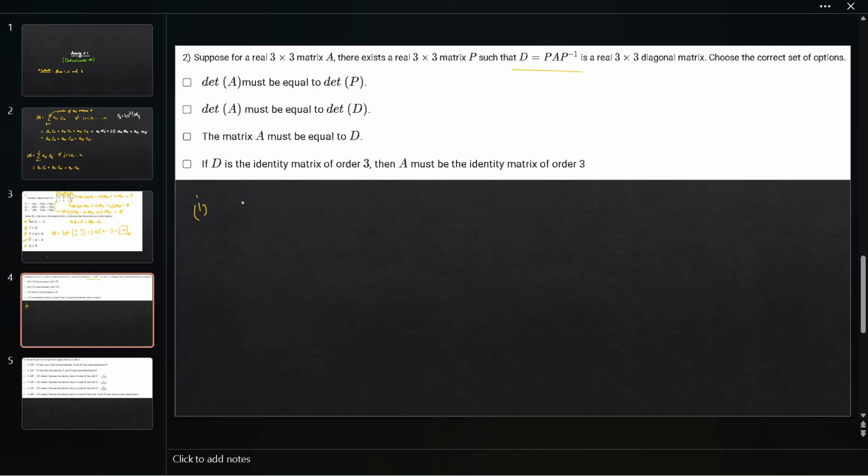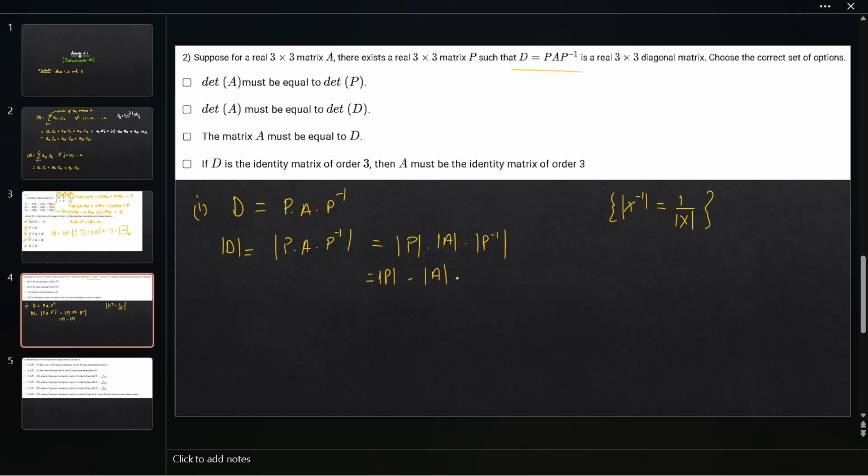So let's check that. If we start with D equal to P times A times P inverse, and we take determinant on both the sides, we get determinant of P times A times P inverse, which is nothing but determinant of P times determinant of A times determinant of P inverse. And we know that determinant of X inverse gives us 1 over determinant of X. So here we will get determinant of P times determinant of A times 1 over determinant of P.